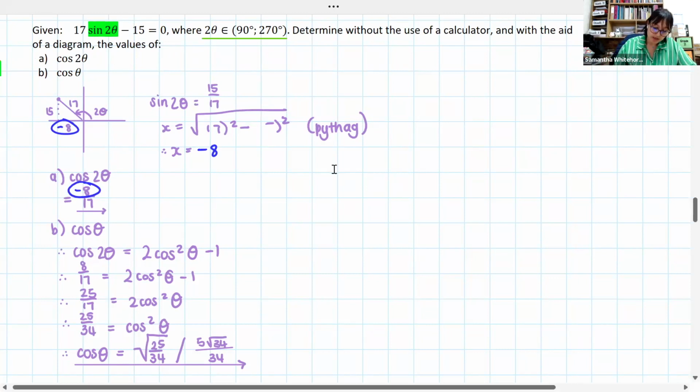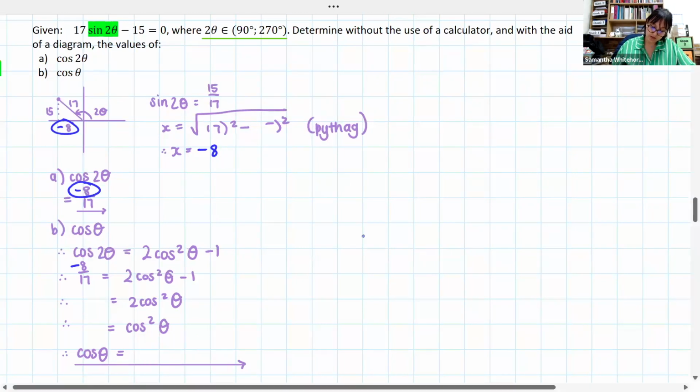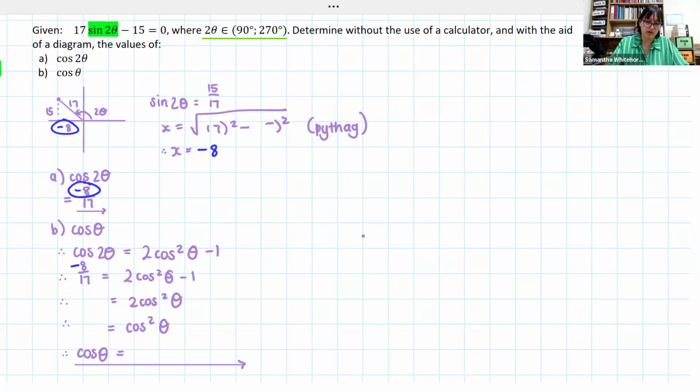When it comes to question B, again, double angle formulae, because you want cos theta. So find the formula that has cos theta and then solve. So this is -8/17, and then let's fix all of this. You're going to add 1 to both sides, which was 9/17. Divide both sides by 2, 9/34. And so square rooting, you get square root of 9/34.